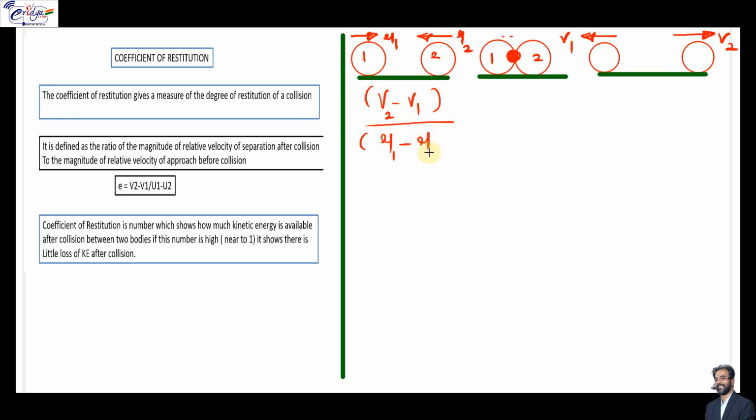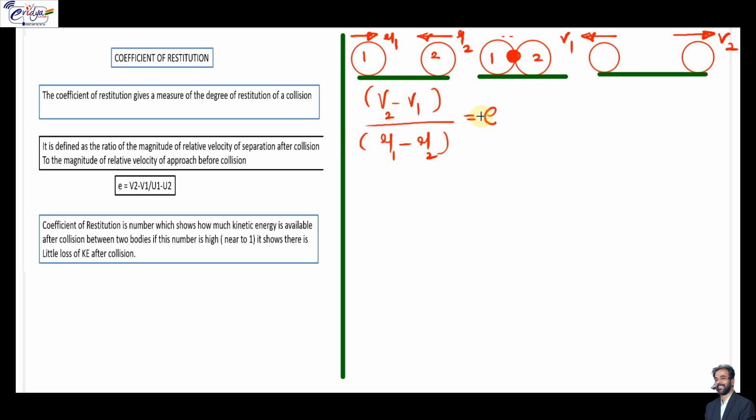And this u1 minus u2 is called relative velocity of approach. As the difference of velocity, that's why it is named relative velocity. So v2 minus v1 divided by u1 minus u2, this ratio gives us the coefficient of restitution. Now it is 50% clear.